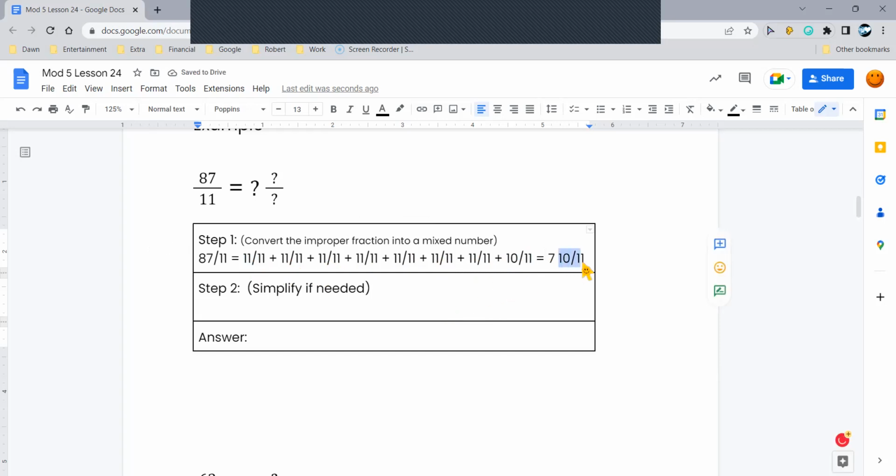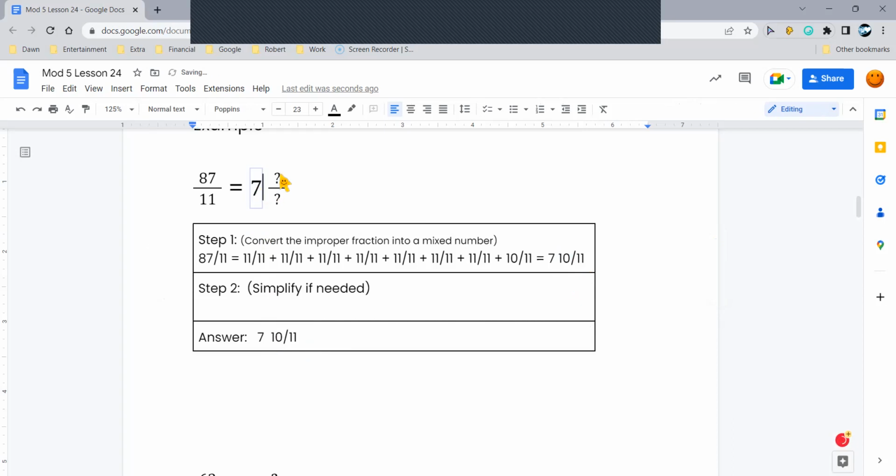Now I'm going to look at this fraction right here, the 10 out of 11. Is that in its purest form? Can I take a number out of either of those? If you notice, 11's prime. So we're kind of done. There's nothing else to do. So this answer is 7 and 10 elevenths. So I go ahead and put it in all my little spots just to practice writing my fractions.